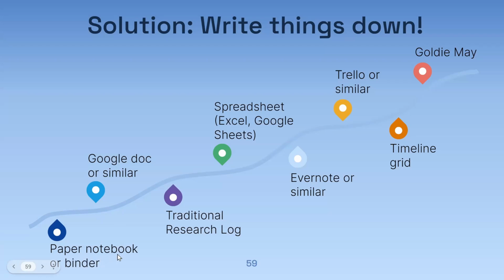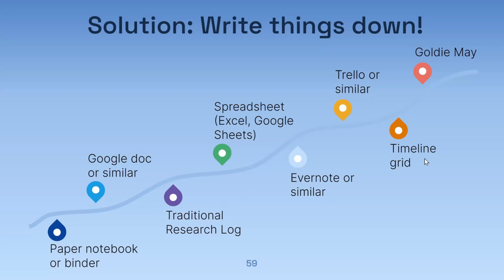You can jot things down in a paper notebook. You can throw them into an electronic document like a Google document or a WordPerfect document. You can use a traditional research log. There are a lot of varieties available on the internet if you just search. I have friends who love spreadsheets for tracking their tasks. You can use Evernote. I have a friend who loves that. You can use Trello, which is kind of an electronic task card system. You can Google Trello to learn more about that.